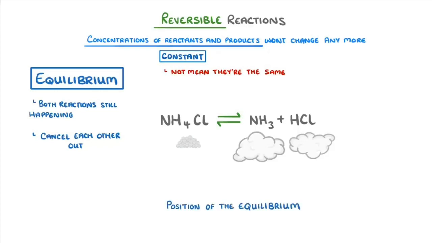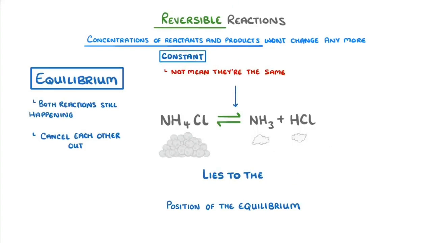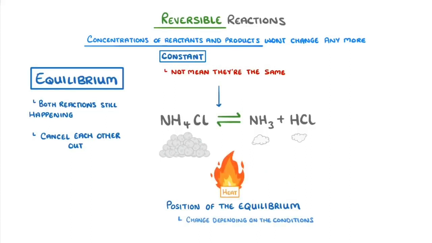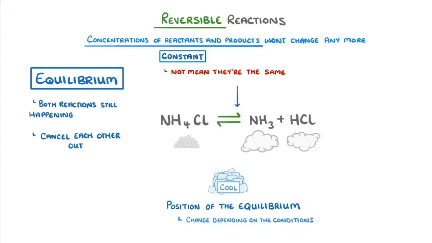When there are more products, like this, we would say that the equilibrium lies to the right. But if we had more reactants and fewer products again, then we'd say that the equilibrium lies to the left. This position of equilibrium can change depending on the conditions. For example, adding heat to this reaction encourages the forward reaction, meaning we'll have relatively more products, as the position of equilibrium moves to the right. On the other hand, if we cool the conditions of our reaction, it would push the position of equilibrium back to the left, so it would have more ammonium chloride again.